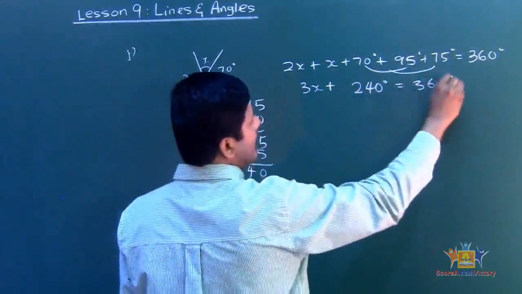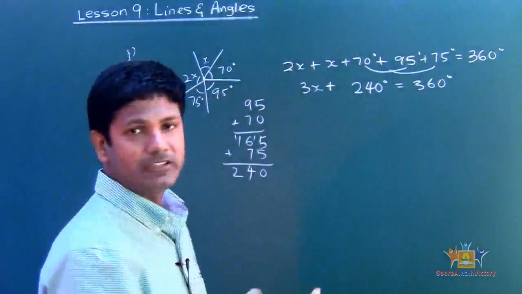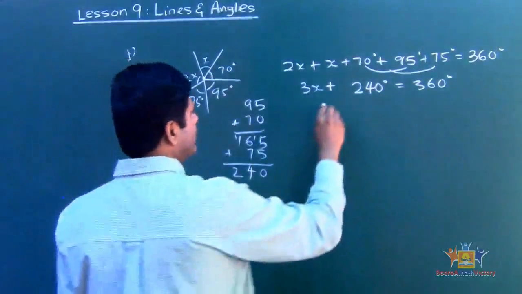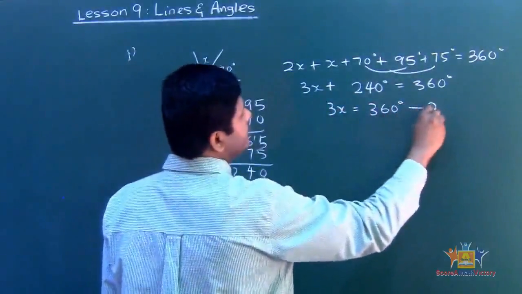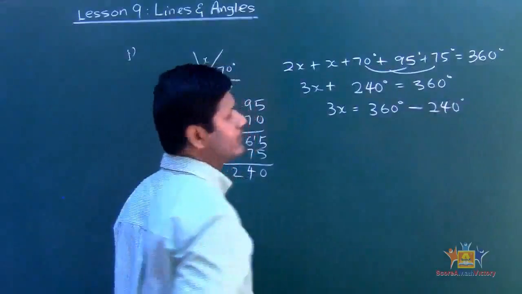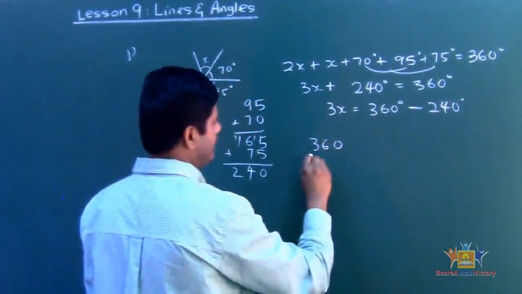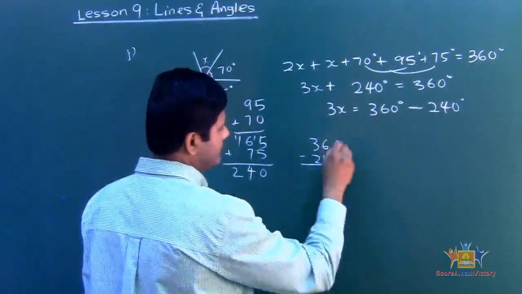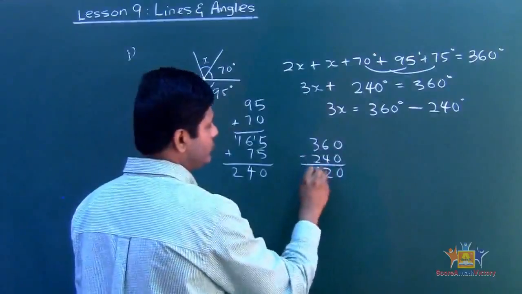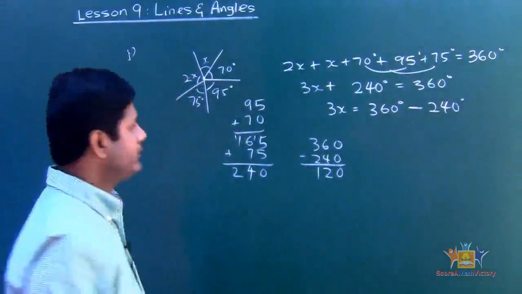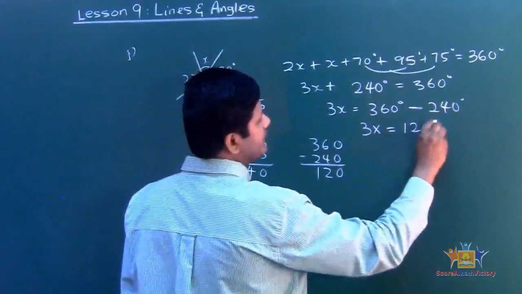See that? Now it's easier to take it across the bridge. Addition across the bridge becomes subtraction. So that means 3x equals 360 degrees minus 240 degrees. Let's put 360, line it up with 240, and subtract them. 0 minus 0 is 0, 6 minus 4 is 2, 3 minus 2 is 1. So that means 3x equals 120 degrees.